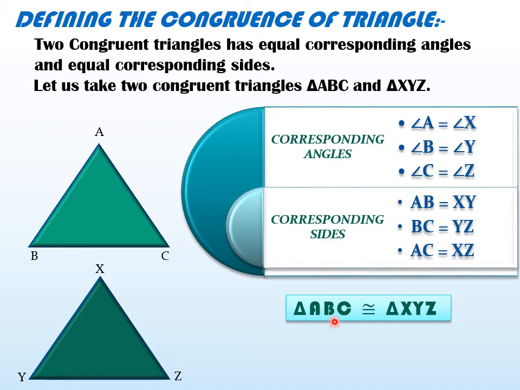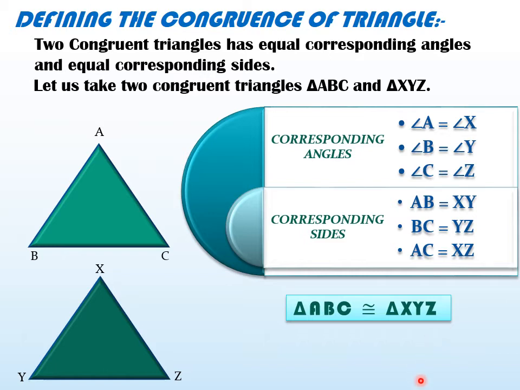BC equals YZ. So BC is in the second and third position, so here also in the second and third position we will write down YZ. And for checking, AC equals XZ. So A is in the first, C in the third. Here also X is in the first and Z in the third. In this manner, it is very mandatory to write down the name like this.